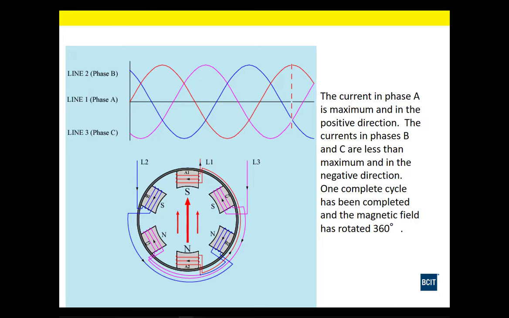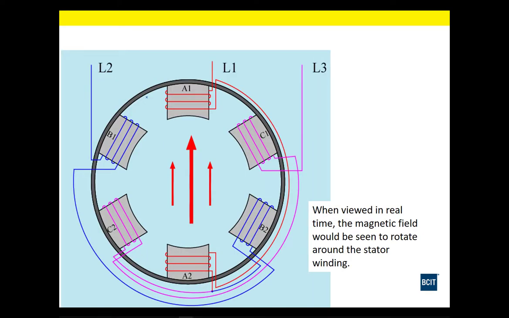So if I go to the next slide, here we have an animation in real time showing that as the three-phase sine waves cycle, positive and negative, 120 degrees out of phase, this causes the north and south poles to rotate around in a circular fashion around the perimeter of the stator.